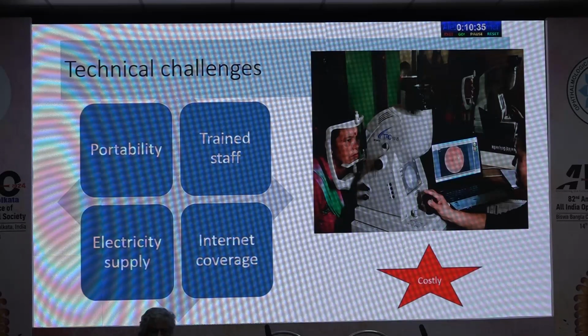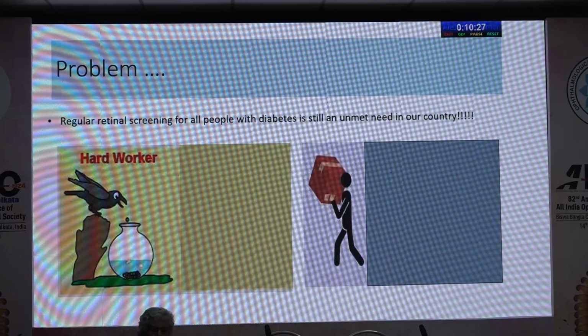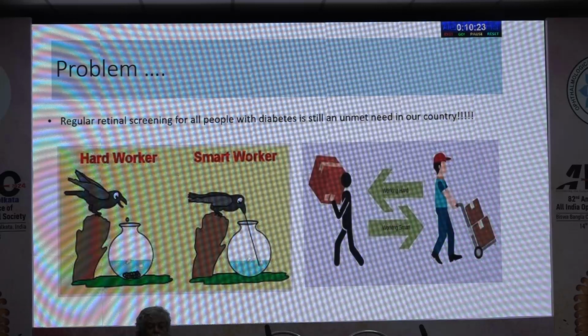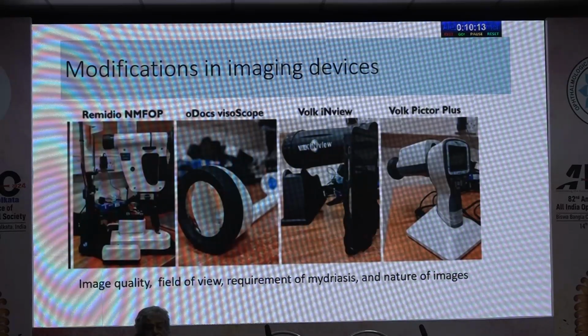So again, this equipment is quite costly. Again, a cost factor, which is important for our setting. So we need to be a smart worker. Like this crow has smartly taken what it wants to, and this gentleman has added wheels to its burden. So what should we do?